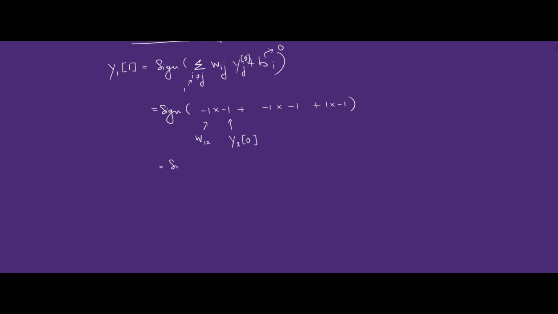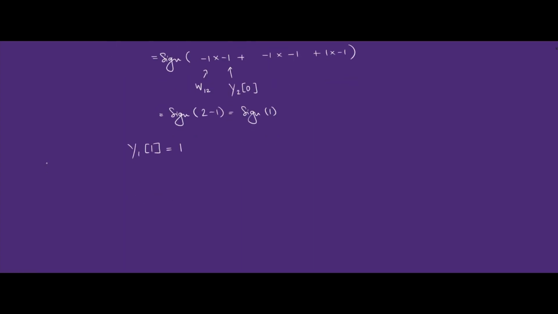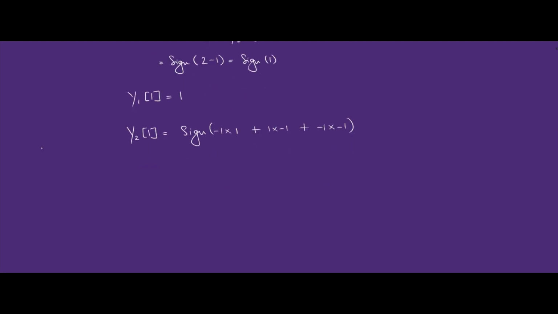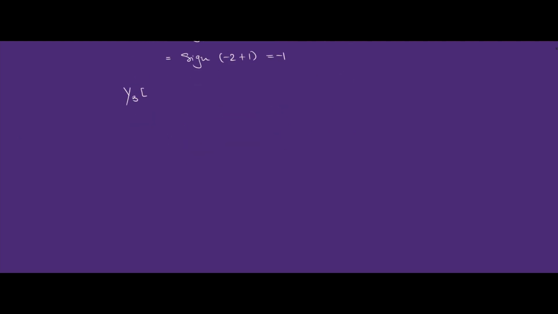So this will be equal to sine of 2 minus 1, which is equal to sine of 1. And we will see that y1 at time t equal to 1 is plus 1. Similarly, we will see that y2 at time t equal to 1 is sine of minus 1 into 1 plus 1 into minus 1 plus minus 1 into minus 1. And this will be something like sine of minus 2 plus 1, equal to minus 1. Similarly, you will find the value of y3 at time t equal to 1 to be equal to minus 1, and y4 at time t equal to 1 equal to plus 1. I leave it as an exercise for you.